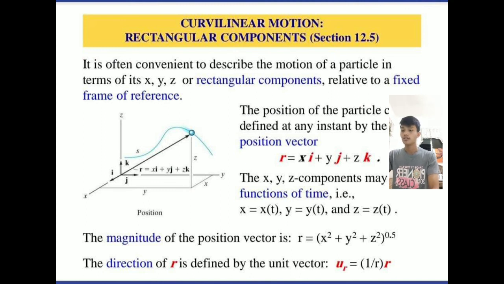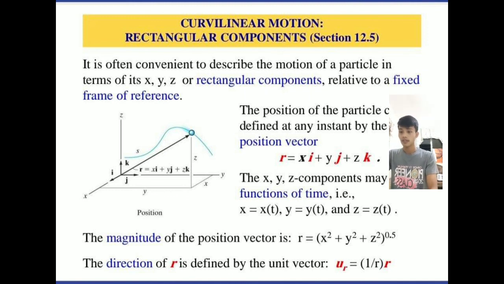It is often convenient to describe the motion of a particle in terms of its x, y, and z, or rectangular components relative to a fixed frame of reference. The position of the particle can be defined at any instant by the position vector r = x i + y j + z k. The x, y, z components may all be functions of time.